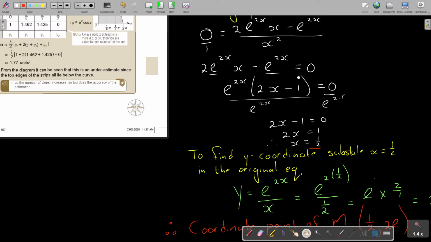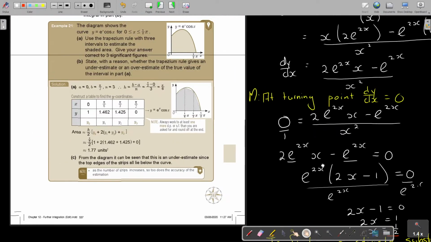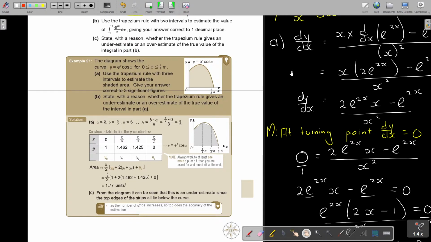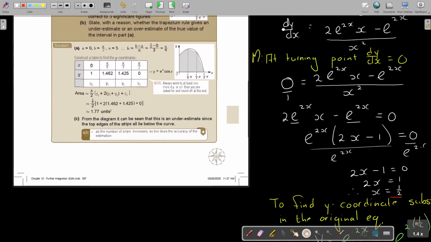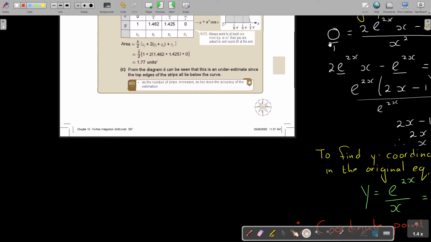Let's see what's number B. Remember, that was A. Now, number B. Use the trapezium rule with 2 intervals to estimate the value of this, giving your answer correct to 1 decimal place. Remember, 1 decimal place. Okay. Now, let's start here. I'm just going to start again here. So I'm going to go for number B.